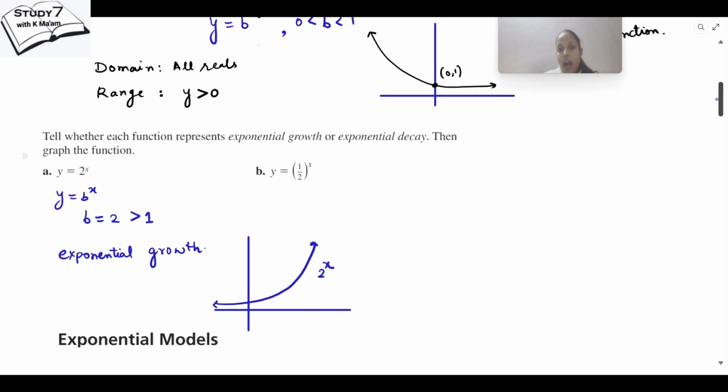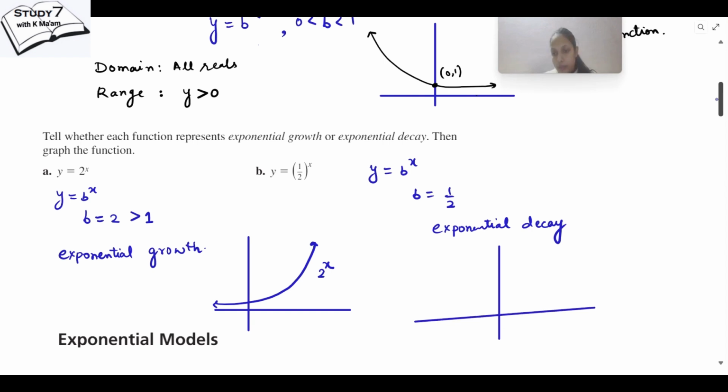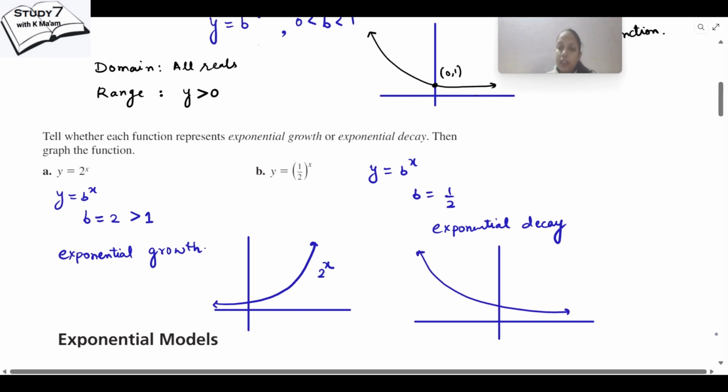Y equals half to the power x. If you compare with y equals b to the power x, here b is a half, which is lying between 0 and 1, therefore it's an exponential decay function. And the graph goes from up to down.